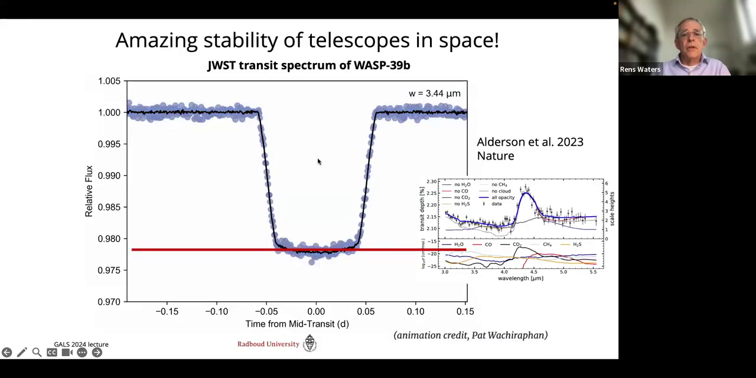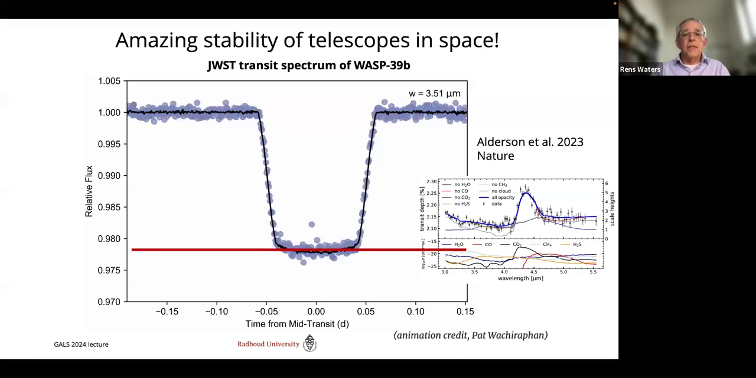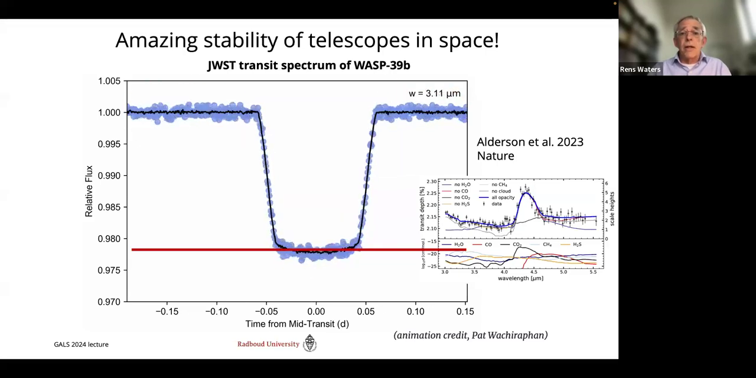But there's another reason why space is so important, and that is because of the amazing stability that it offers. If you put the telescope in, for instance, one of the Lagrangian points, then the environment is so stable that you can reach very high accuracy in measuring the brightnesses, for instance, as a function of time, and so do things like astroseismology and do very accurate transit observations of exoplanets.